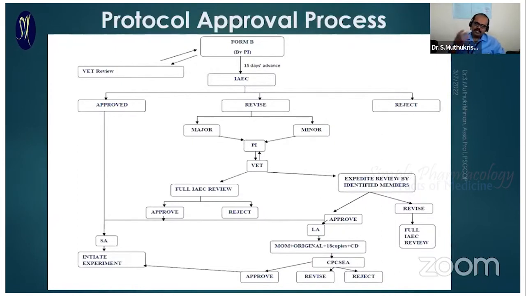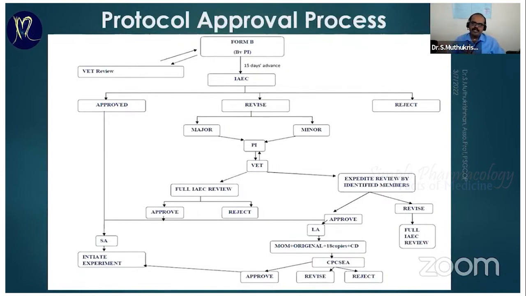Once you have submitted the Form B, the CPCSEA form, you can go through the guidelines, meaning you can get the Form B. Once you write the Form B, it must be discussed with a veterinarian. It's better, otherwise a pharmacologist, so we can minimize the error. What are the things that are possible to remove? All those things have been.